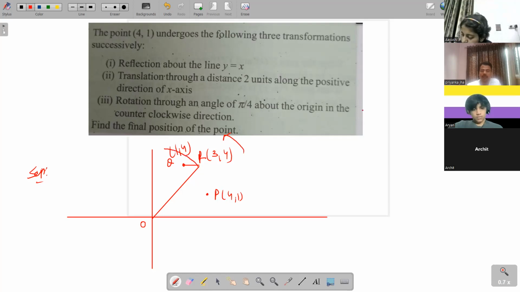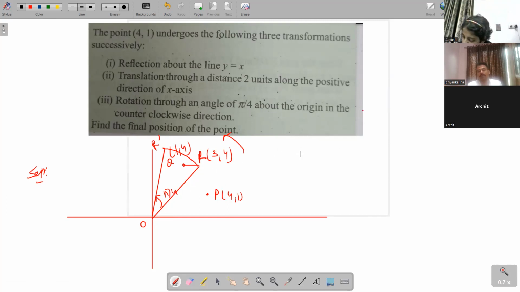I'm just making the picture bigger. Now suppose this will come over here. It will become, let's say, R dash after rotation. Now join this R dash with origin. So this angle will be pi by 4 in anti-clockwise. Understood? Yes. Now you have to find R dash. Now see, how will you find this? First you find this length OR.